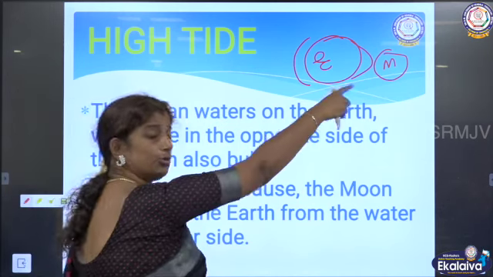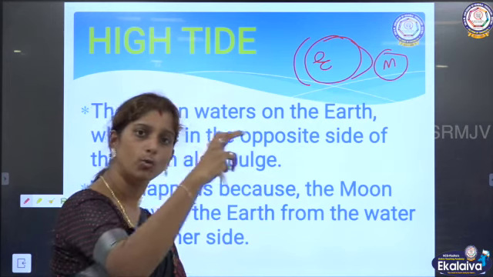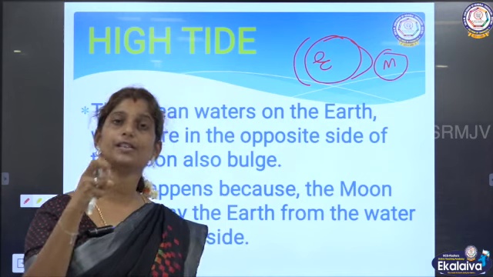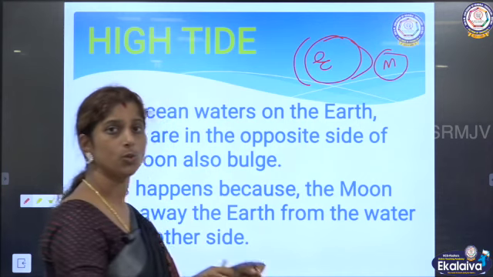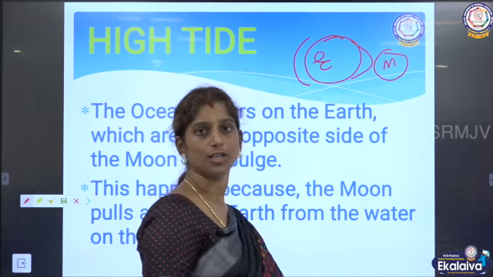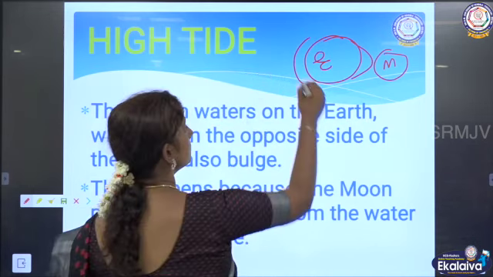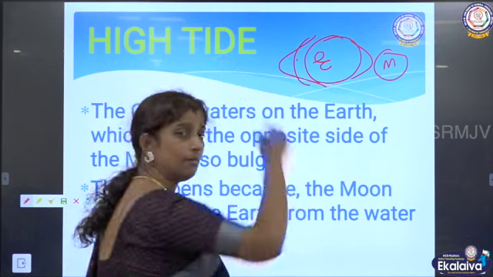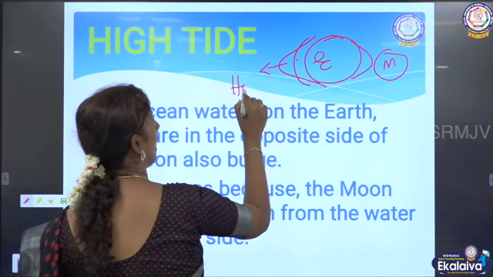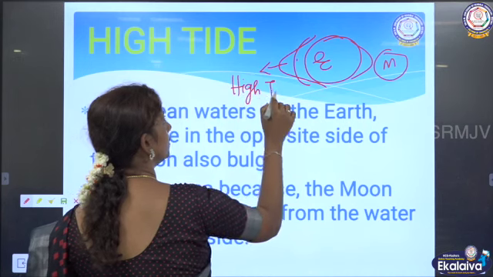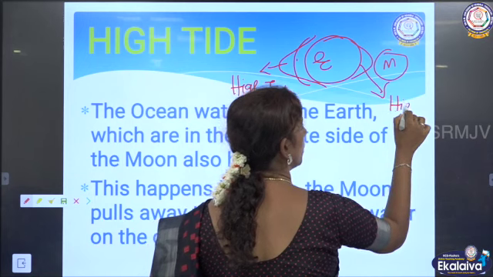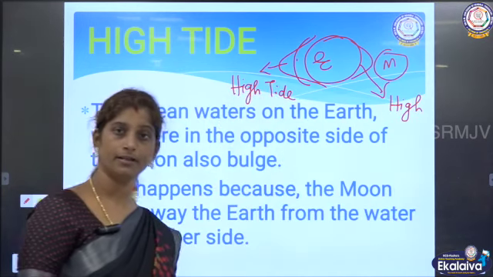Because due to that gravitational pull, the water is pulling up towards the moon. The same way the earth's surface is also pulling up. So what will happen? The earth layer is moving away from this water layer. So this place will also experience a bulge. So again, it is also facing high tide. Understood? So this part as well as this part will face high tide, right?